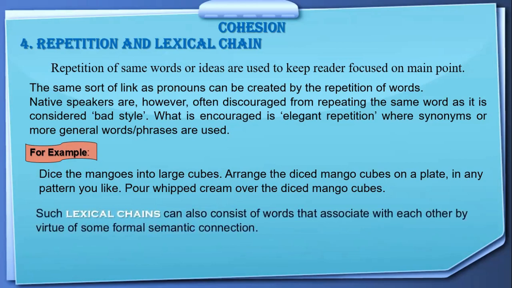Such a lexical chain can also consist of words which associate with each other by virtue of some formal semantic connection. So here you see we have used the word again and again. For example, four legs good, two legs bad. So here we have used the same structure having repetition of words.